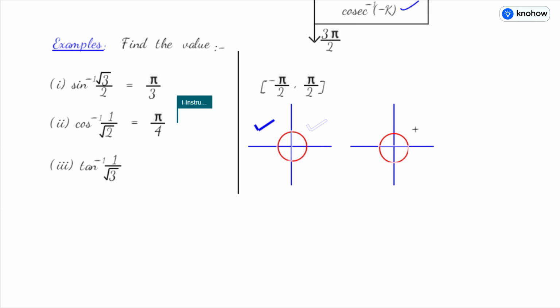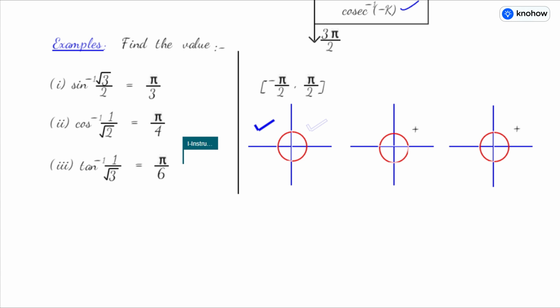Now for tan inverse 1 by root 3. You know what is the principal value branch of tan inverse x? It is negative pi by 2 to pi by 2, except the boundary points negative pi by 2 and pi by 2. So again it is positive in the first quadrant. What is that angle whose tan is 1 by root 3? 30 degrees or pi by 6. So it will be pi by 6.